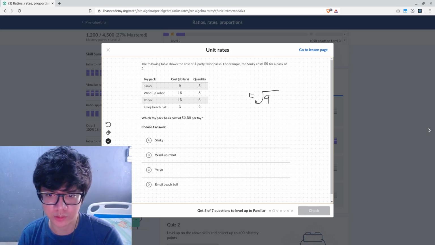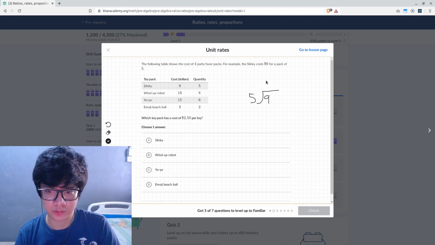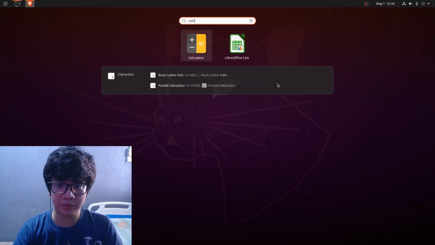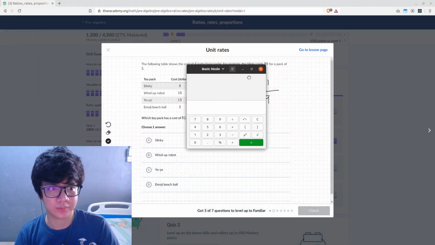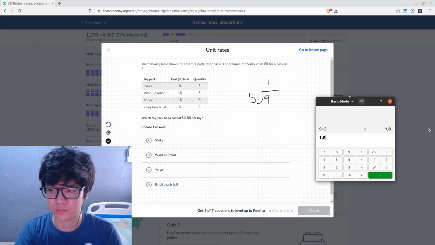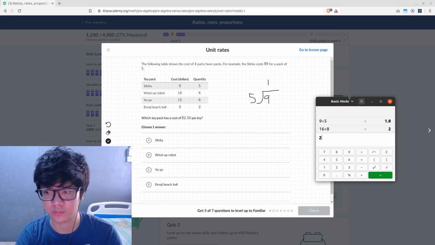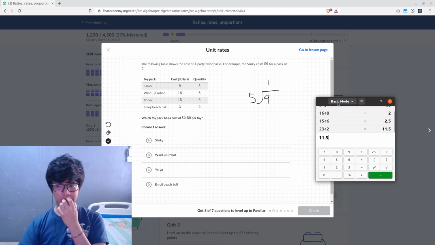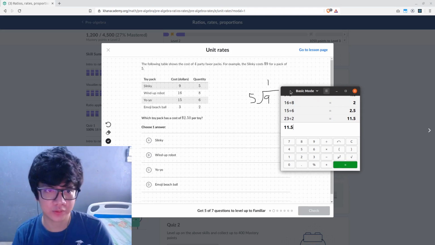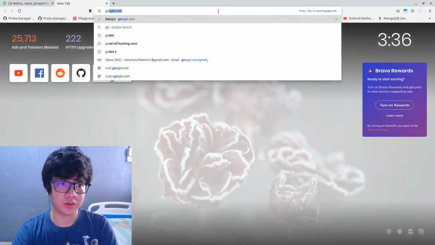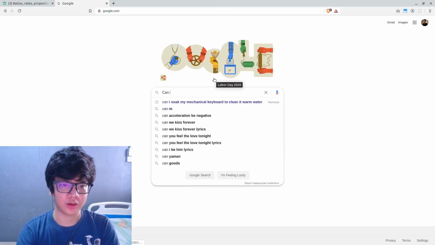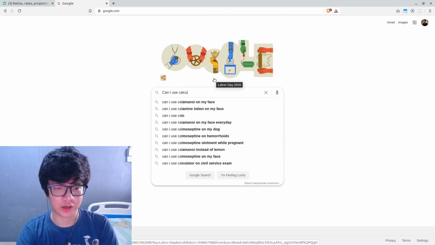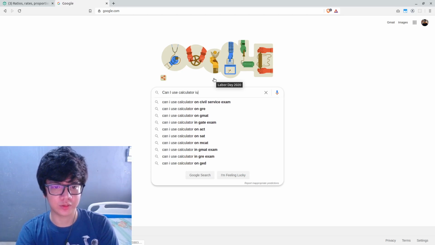I'm supposed to do it like this, right? And then divide it. Oh my god, can I just use a calculator? It's gonna be the beach ball. Am I allowed to do this? I don't know. Can I use a calculator in Khan Academy?